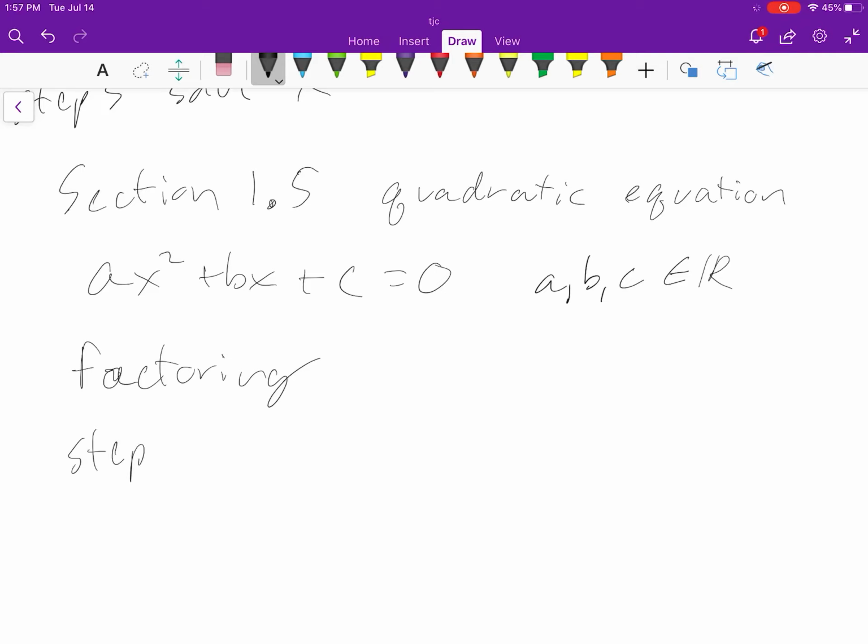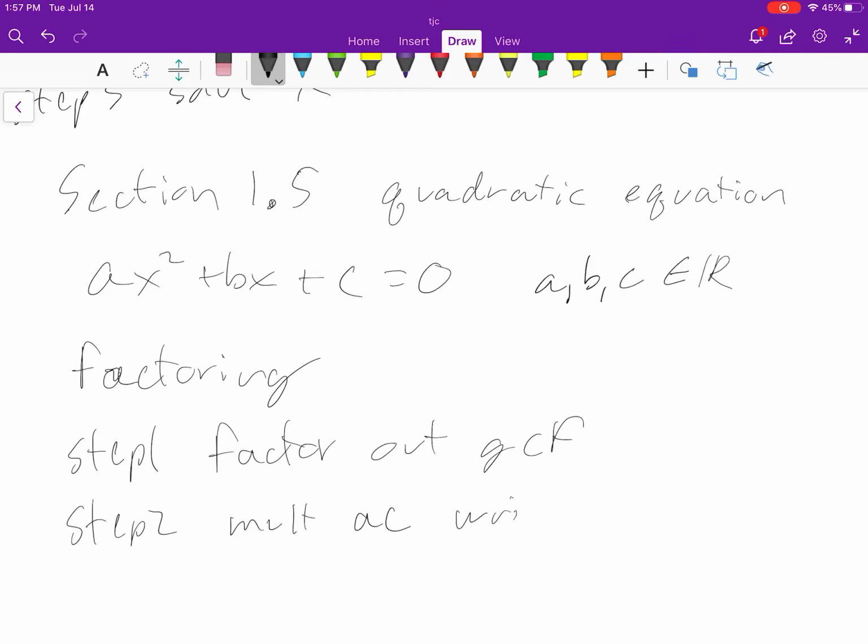Step one is to factor out any GCF that you might have, greatest common factor. You factor it out or move it to the side and then continue to work. Step two is to multiply AC together and write this up to the side.